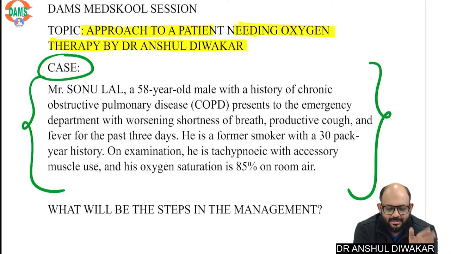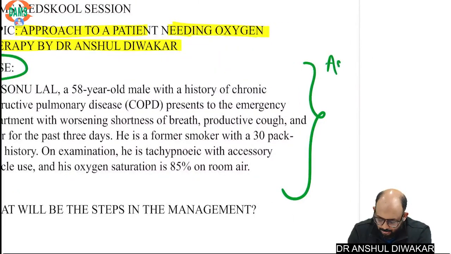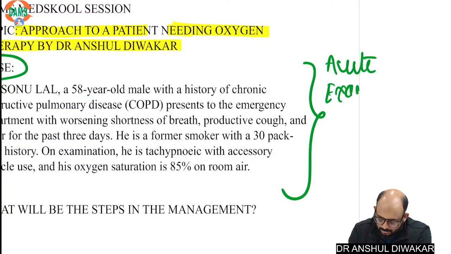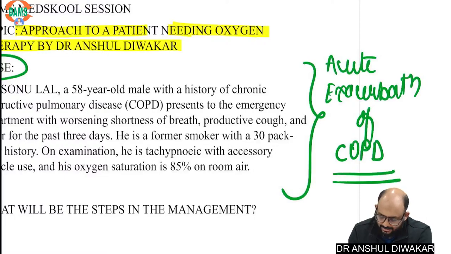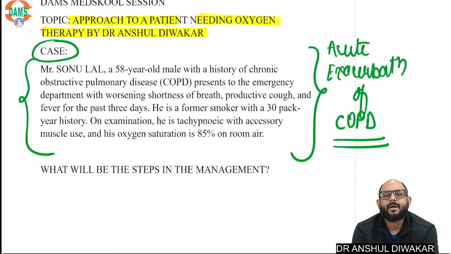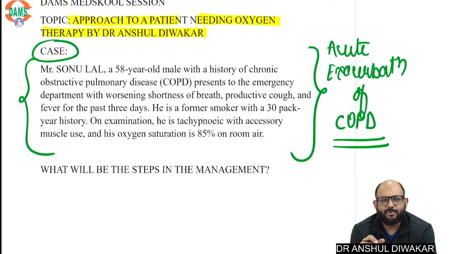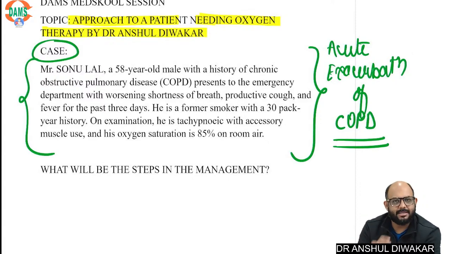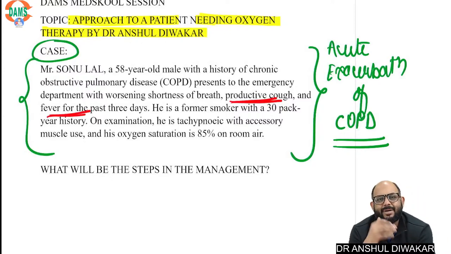Yes, the diagnosis is acute exacerbation of COPD. Very good. Is it something that we see very often? Yes, we see it very often. A patient who is a known case of COPD might get acute exacerbations. It can be because of n number of reasons. The most common is infection. You can see there are certain signs of infection like productive cough and fever from the past 3 days, right? So you have made a tentative diagnosis called acute exacerbation of COPD.